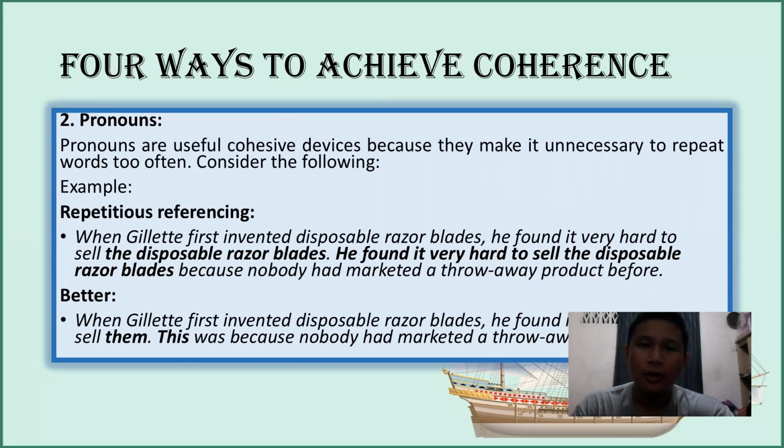Next, pronouns. Pronouns are a useful cohesive device because they make it unnecessary to repeat words too often. Consider the following: repetitious referencing. This is too repetitious. When Gillette first invented the disposable razor blade, he found it very hard to sell the disposable razor blade. He found it very hard to sell the disposable razor blade because nobody had marketed a throwaway product before. And we changed it to the better one.